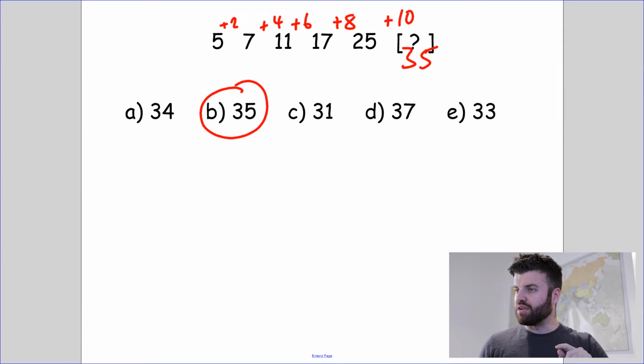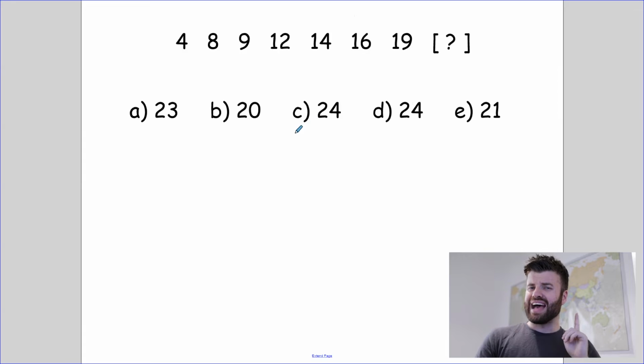But the one I really want to have a look at is this type of sequence. Now, at first glimpse, this looks like nonsense. It looks like we can't possibly see what's happening each time. We've got +4, +1, +3, +2, +2, +3. It's all over the place. And what we really need to be careful of in the Kent test is they can try and trick us. And here's what we call a double sequence.